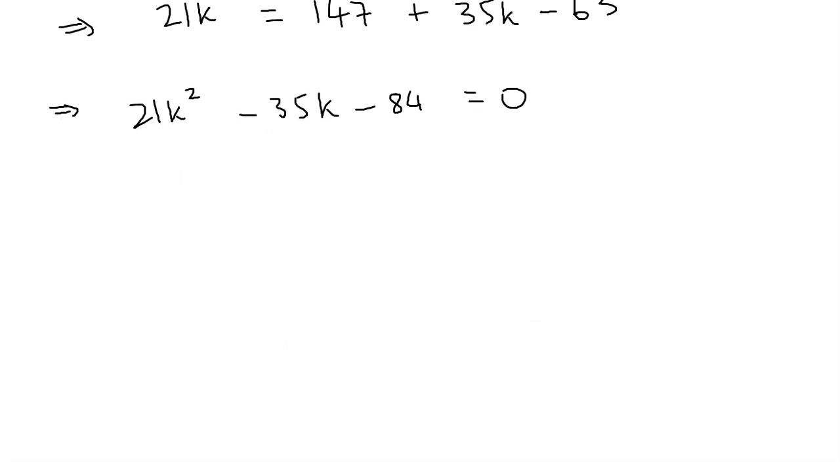And then this is a quadratic equation that we can just solve on the calculator. Or you can do it by hand if you really want to, using the quadratic formula. Okay, so then this is 21, negative 35, and negative 84, and then that gives us k is equal to 3, or k is equal to negative 4 over 3.